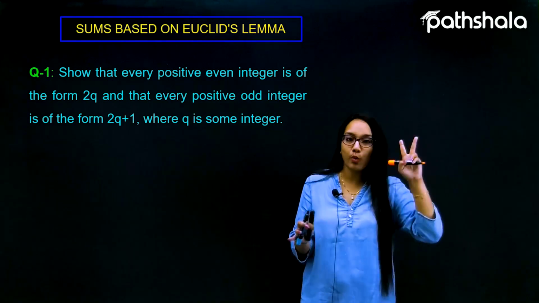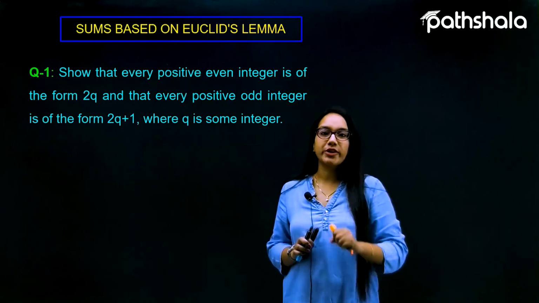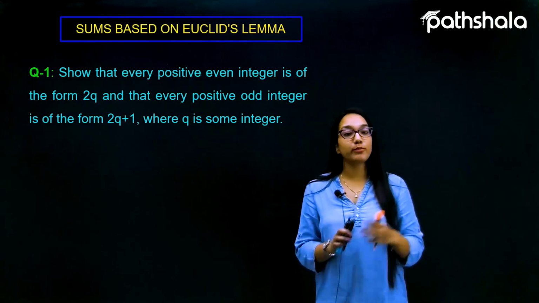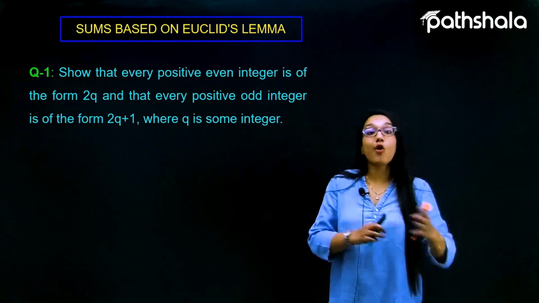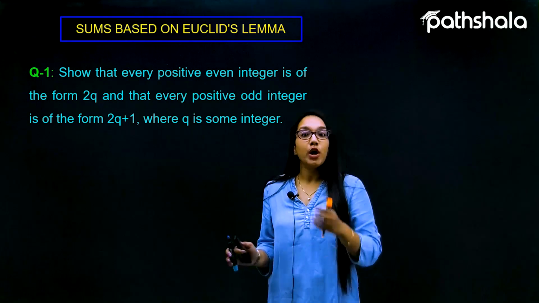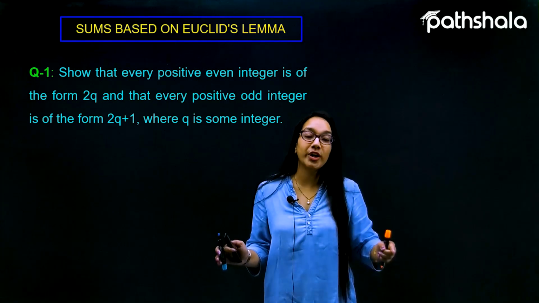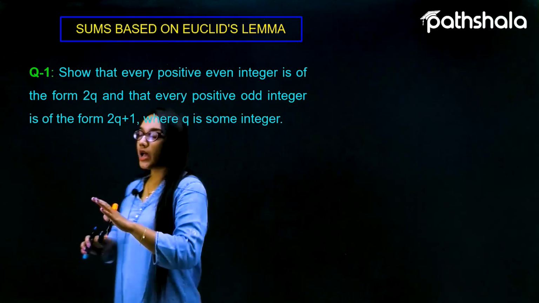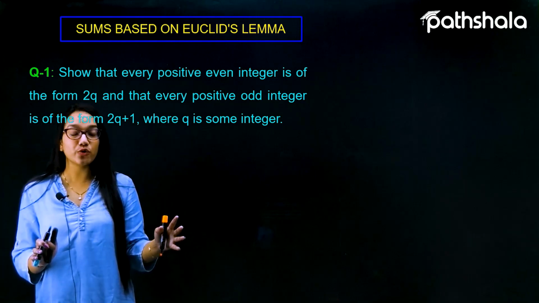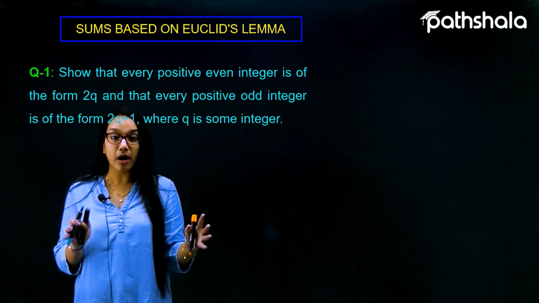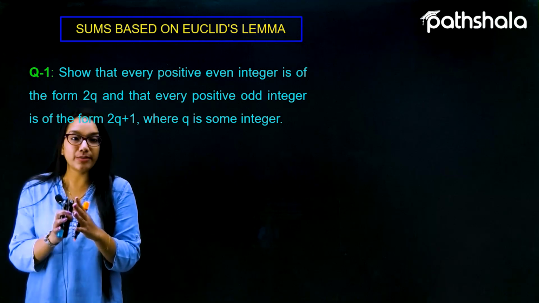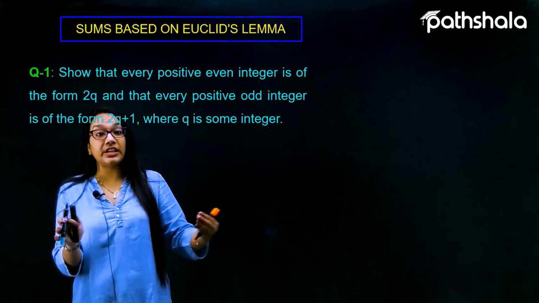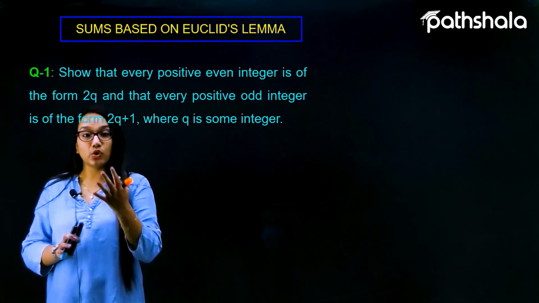So basically there are two questions in this one question, which says that every positive even integer is of the form 2q and every positive odd integer is of the form 2q plus 1, where q is some integer. So let's start the solution of this question. As we know, we have to solve this question with the help of Euclid's division lemma, because here we are talking about divisibility of numbers, or about getting an even integer and an odd integer.